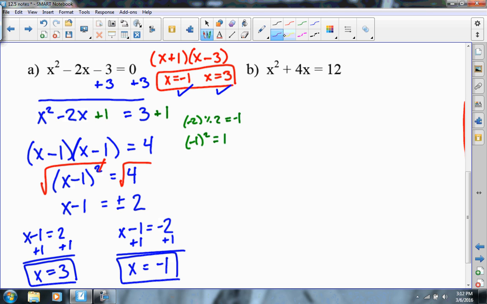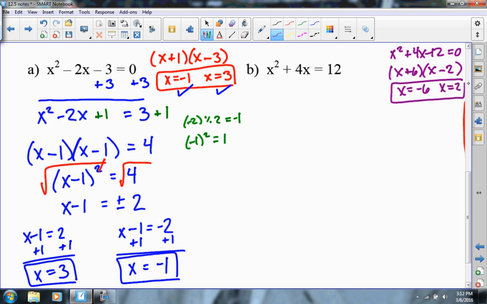Okay, now for part B, this is another one where if I had a choice for how to solve this, I would subtract the 12 over, and then I would factor with guess and check, because the factors of 12 that'll get me to 2, or to 4, are going to be 6 and 2, and I need the 6 to be positive and the 2 to be negative, and then I would set each of those equal to 0 and solve. So I would get x equals -6 and x equals 2. So there my work's done in about 3 steps.